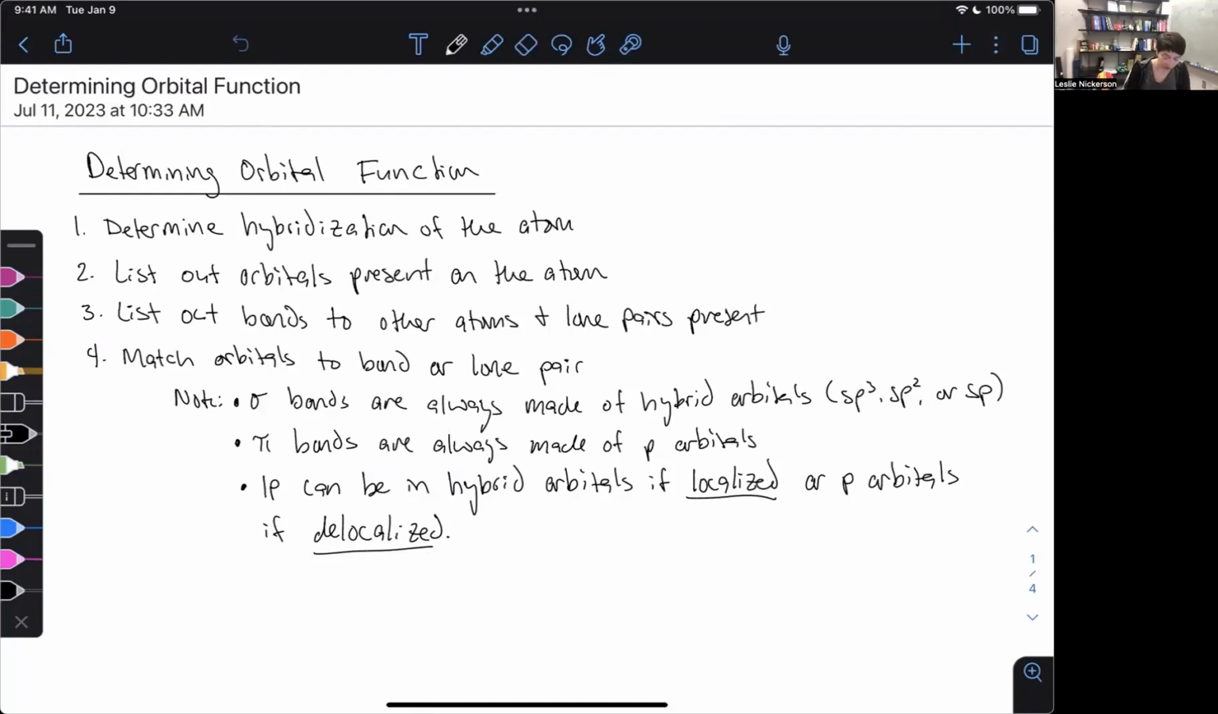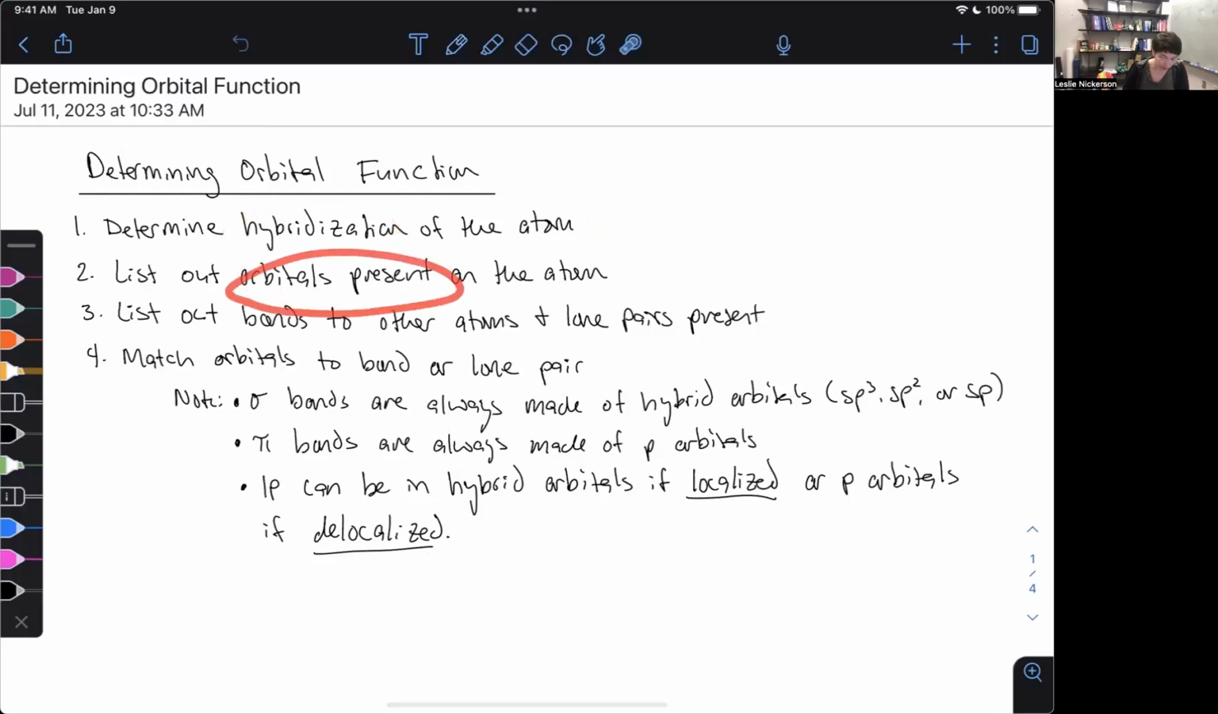So the first step you want to think about is you really need to determine the hybridization of the atom first. Because as we know, that hybridization is going to tell you what orbitals are present on that atom. So if it's sp3, you're going to have 4 sp3. If it's sp2, you're going to have 3 sp2 and 1 p orbital, and so on. If you have not yet gotten comfortable with that, I would recommend going and looking at that hybridization video again, so that we know what orbitals we actually have present here.